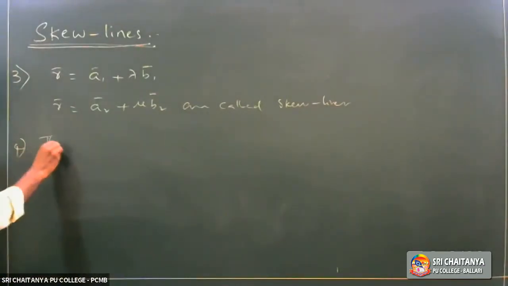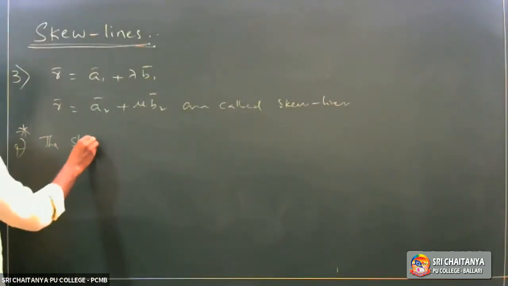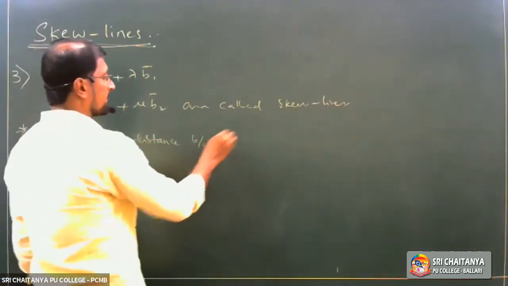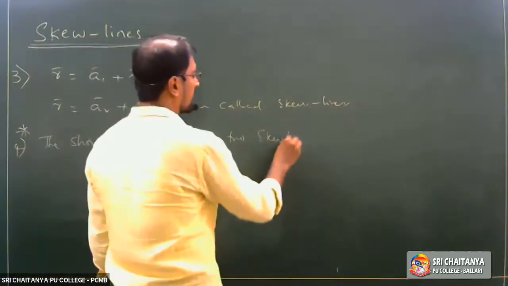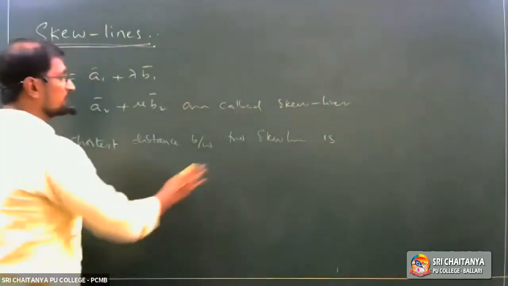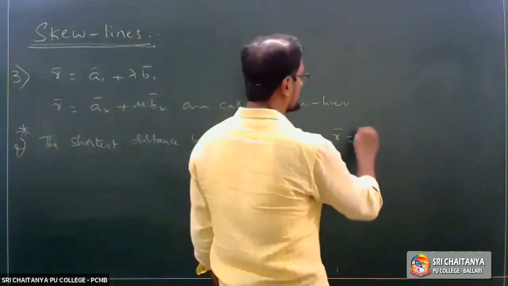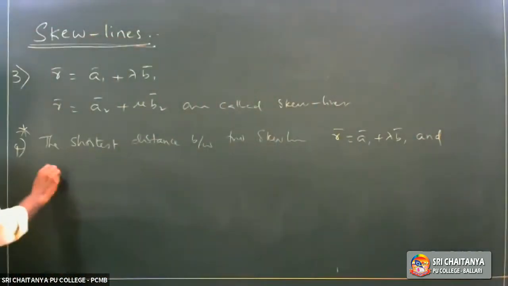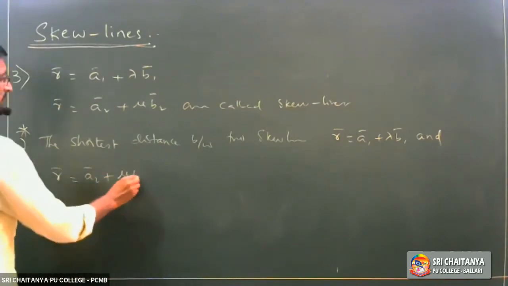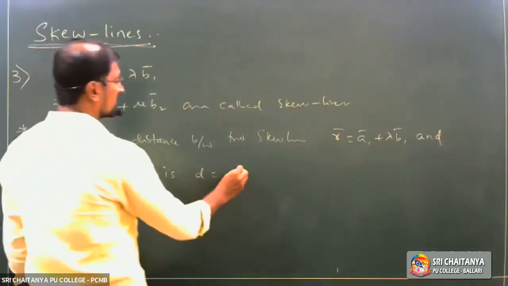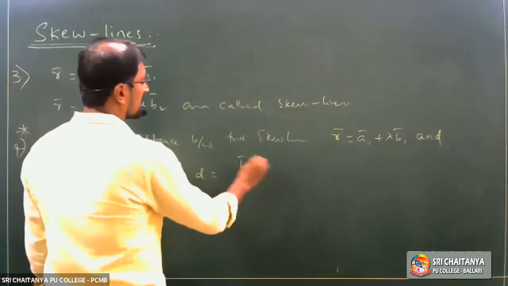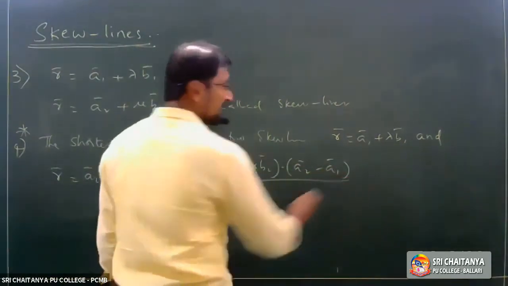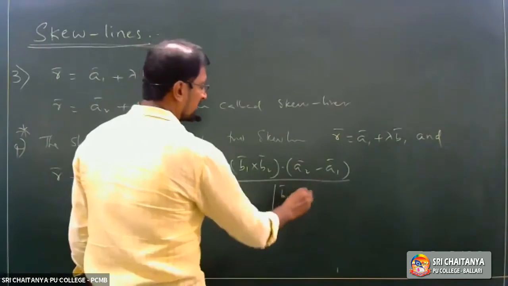Now, this is important. The shortest distance between two skew lines, r bar = a1 bar + lambda b1 bar and r bar = a2 bar + mu b2 bar, is d = (b1 cross b2) dot (a2 bar minus a1 bar) by magnitude of b1 cross b2.